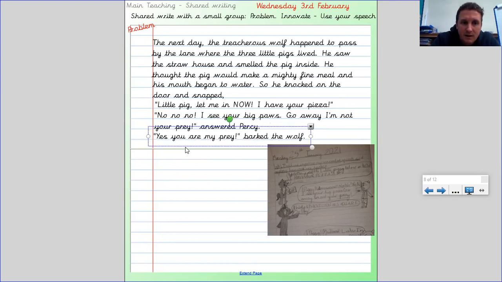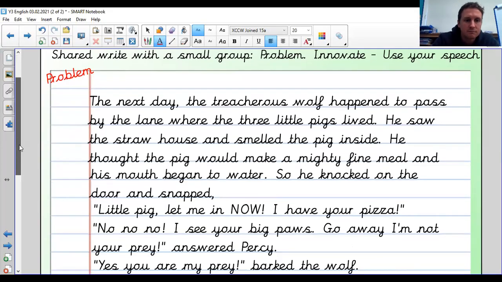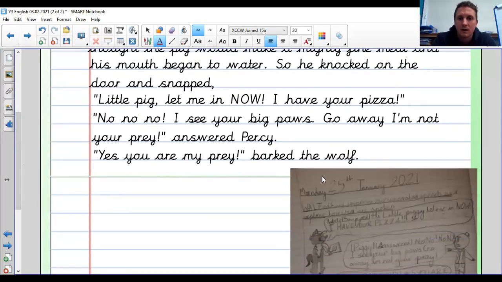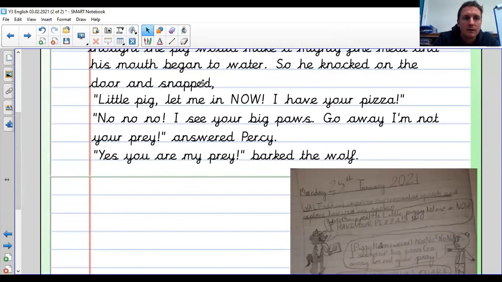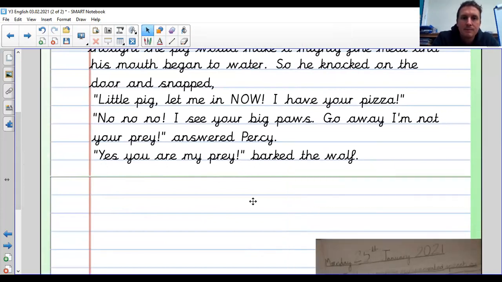Now, obviously, that's the speech, that's the conversation that's happening between these two characters. I'm just going to click off that, okay? And I'm going to go back to my main screen because I just want to really zoom into this and make sure that I've got everything correct. All right. So, little pig, let me in now. I have your pizza. Okay. So hang on, because I've changed this around slightly. So this is where we really need to concentrate.